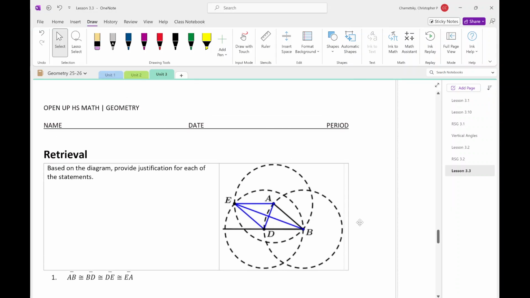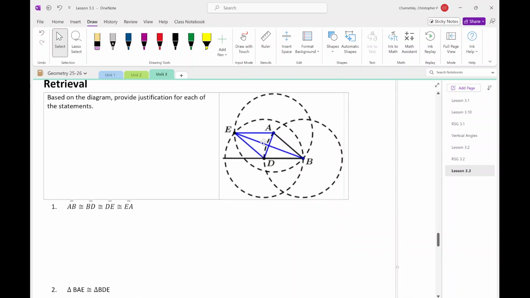Okay, our retrieval. So looking at our diagram here, we're just verifying where the statements are coming from. So AB is congruent to BD, which is congruent to DE, which is congruent to AE. This is all done based on the construction. So all the construction circles are the same. This is how we form that rhombus shape. Okay? So those are all equal.